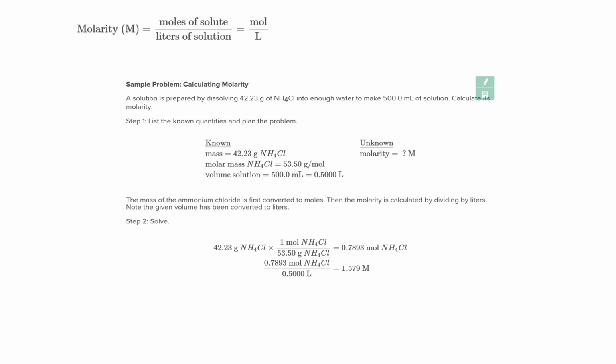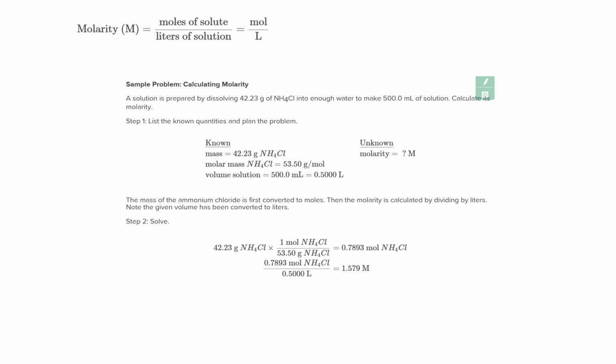The mass of ammonium chloride is first converted to moles, then the molarity is calculated by dividing by the liters. So we take the 42.23 grams that we have, and we divide that by the 53.5 grams in 1 mole. And that tells us that we have 0.7893 moles. Think of it this way: if you had 6 eggs, you would divide that by 12 to find out you had 0.5 dozen. So that's all we did there.